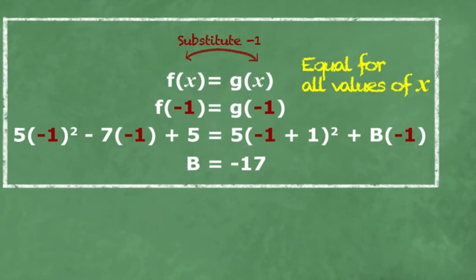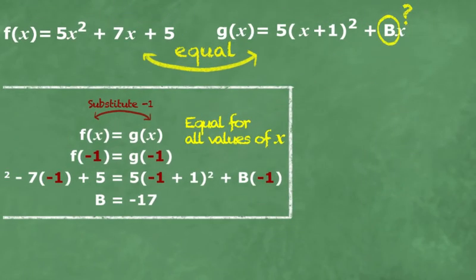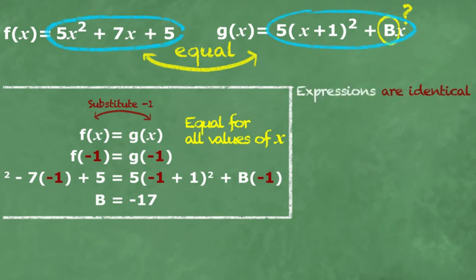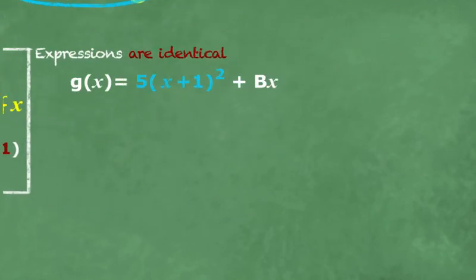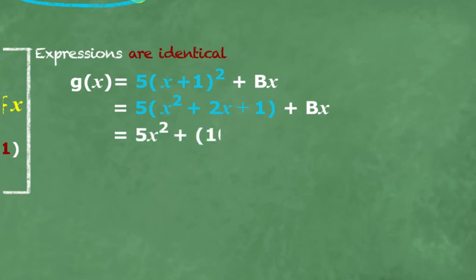Now, let's look at another way of finding the value of b. Remember, we also learned that if two polynomials are equal, their expressions are identical. We can see that they now do not look identical. This means to find the value of b, we need to first make the expressions identical. In this case, we expand g of x, simplify and collect the like terms to get this.